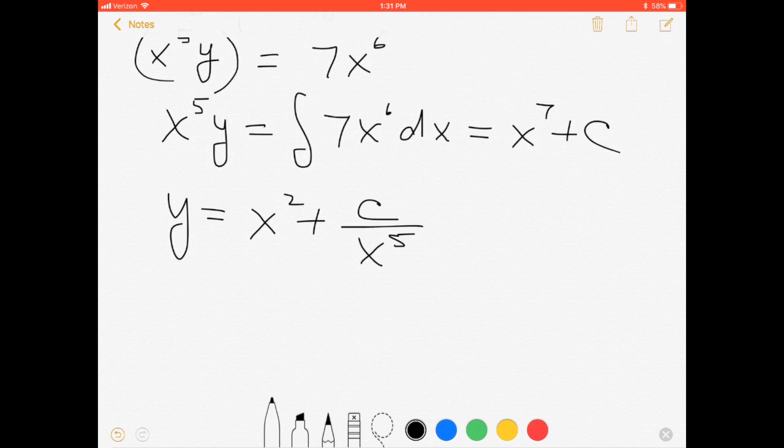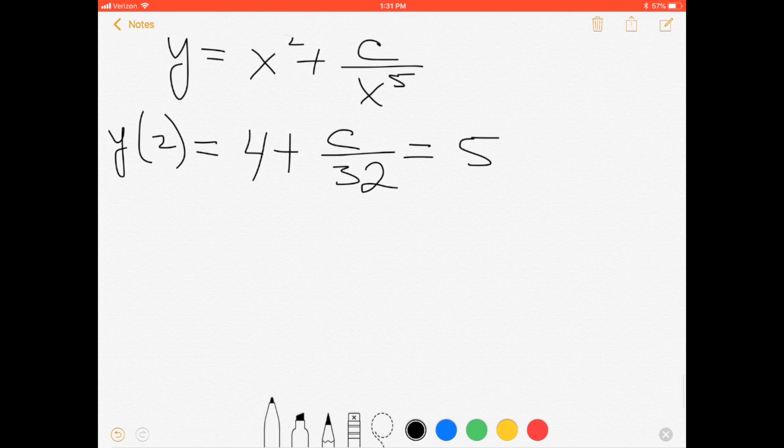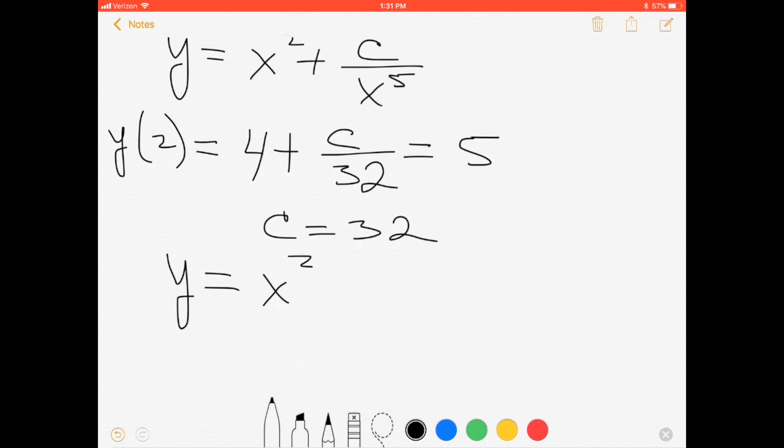Plugging in 2, we have y(2) needs to be equal to 4 plus c over 32, which needs to be equal to 5. I think we can see easily, c is 32. This means our particular solution will be y equals x squared plus 32 over x to the 5th. Okay.